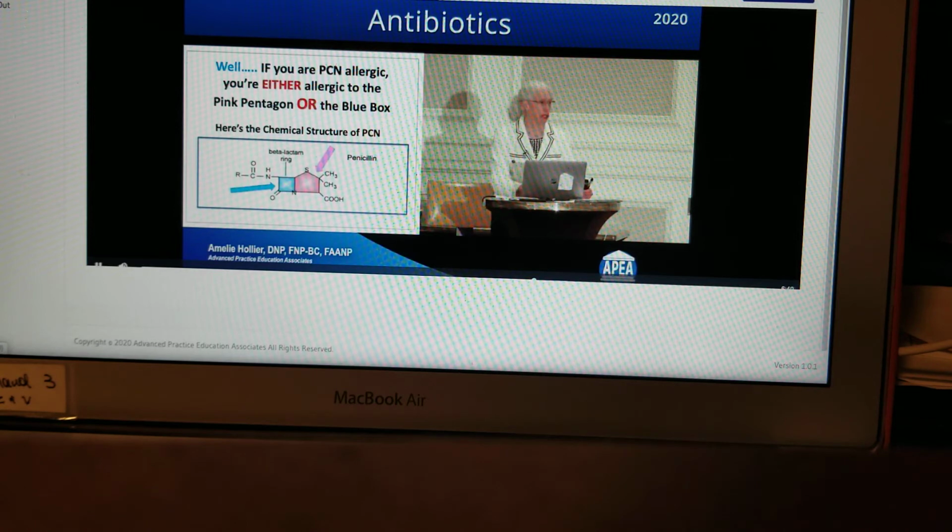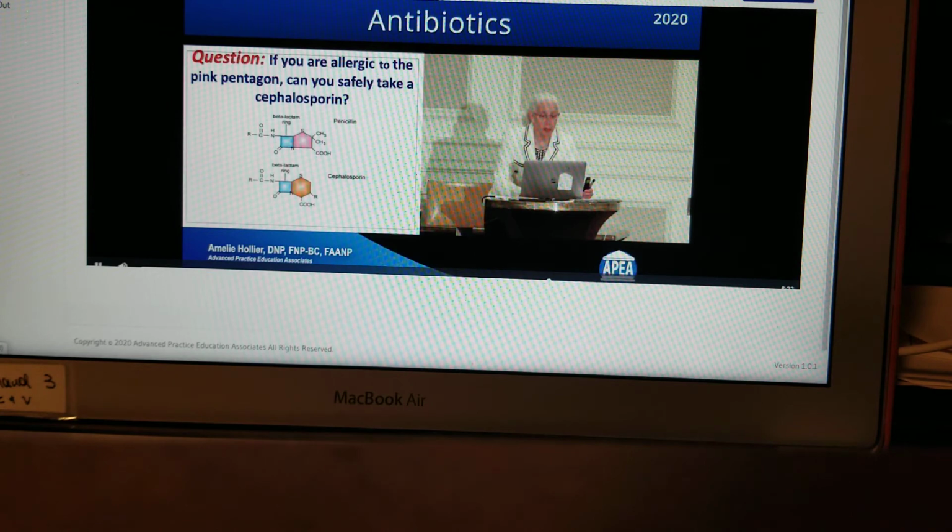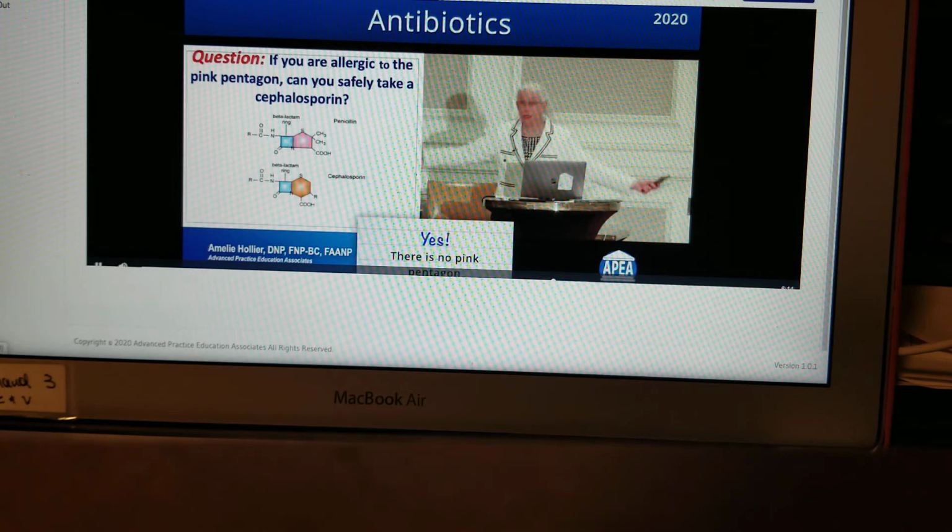If you're penicillin allergic, you are either allergic to the pink pentagon or you're allergic to the blue box, but you're not allergic to both. Listen to it again. If you're pen allergic, you're either allergic to the pink pentagon or you're allergic to the blue box, but you're not allergic to both. So, newly ordained chemists, if you're pen allergic and you're allergic to the pink pentagon, can you safely take a cephalosporin? Yes, because there's no pink pentagon in the cephalosporin molecule.